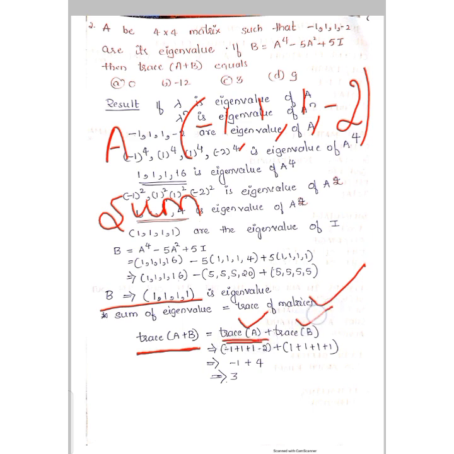So what is the trace of A? The trace of a matrix is nothing but the sum of the eigenvalues. The eigenvalues of A are minus 1, 1, 1 and minus 2. Just add them and you get the trace of that matrix. Now we have the trace of B. The eigenvalues of B are 1, 1, 1 and 1. Just add them, 1 plus 1 plus 1 plus 1 becomes 4. Minus 1 plus 4 becomes 3. So the trace of A plus B became 3.